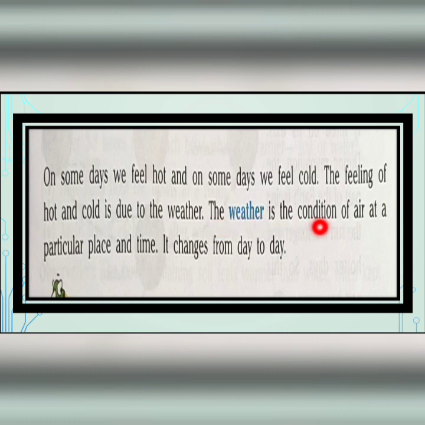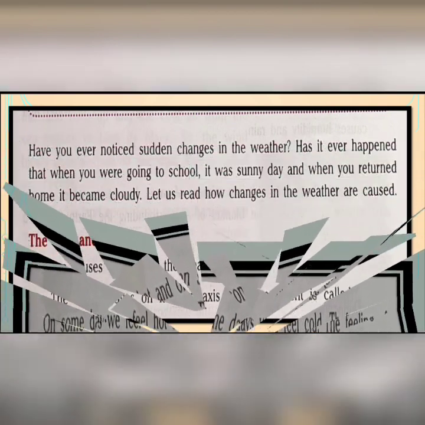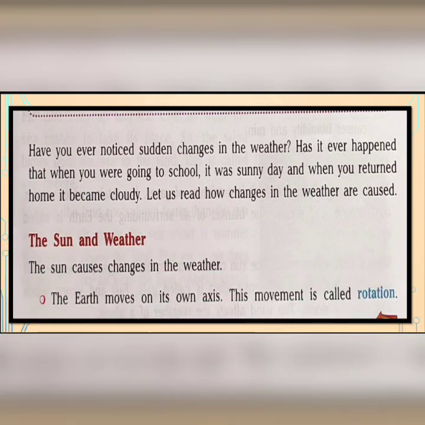The weather is the condition of air at a particular time and place, and it keeps on changing from day to day. The weather is not constant all the year. And in a single day we can see a sudden change in the weather. Sometimes it might happen that when you were going to school, it was a sunny day, and when you returned back home, it became cloudy.